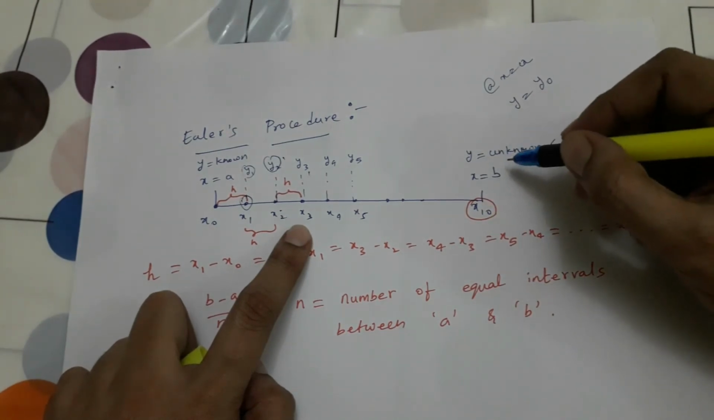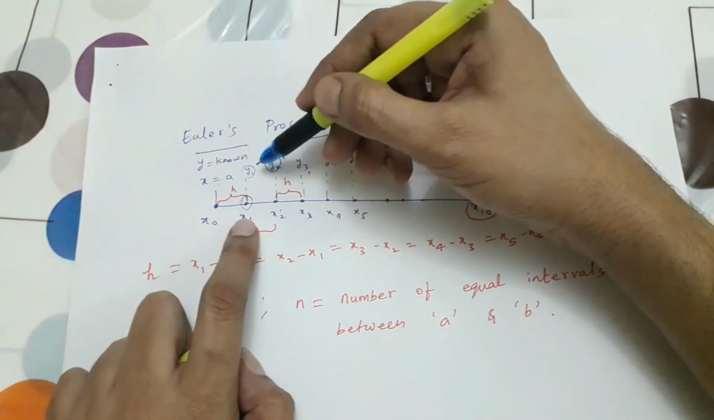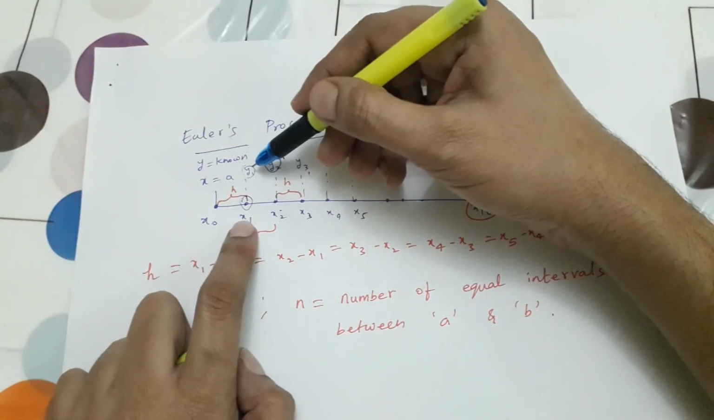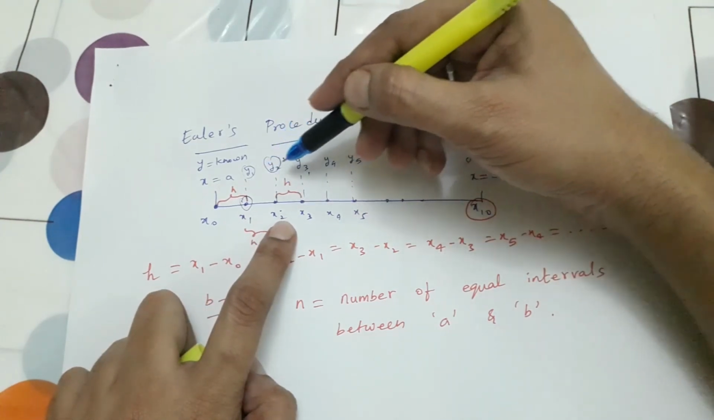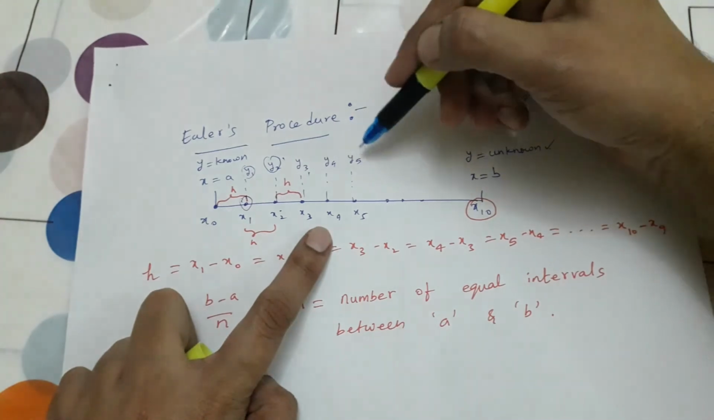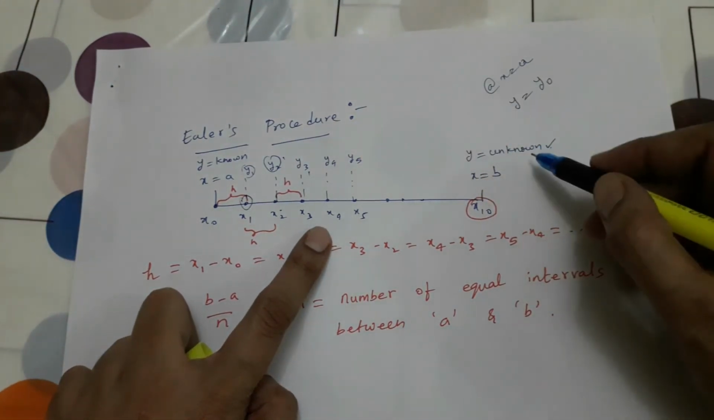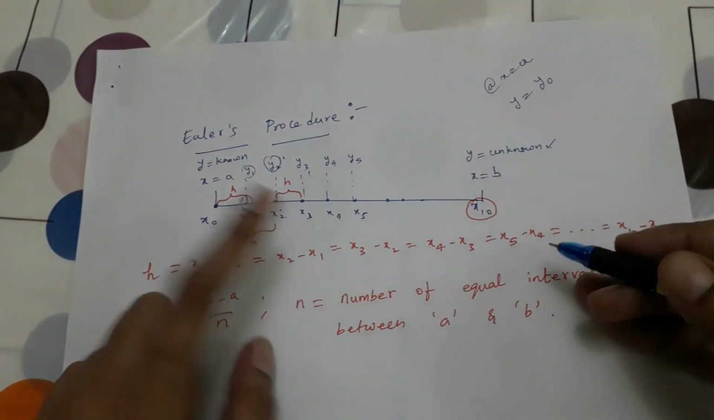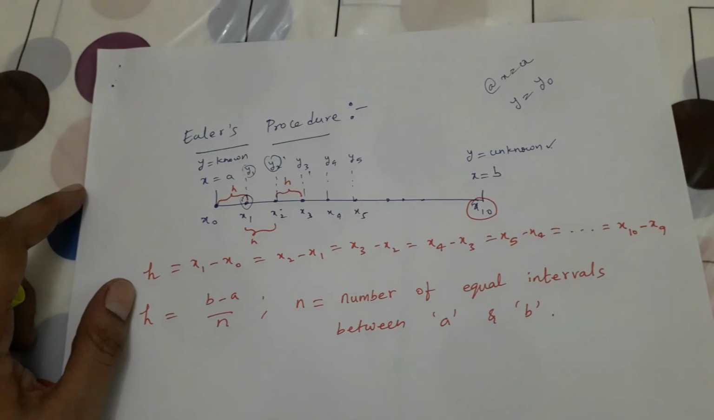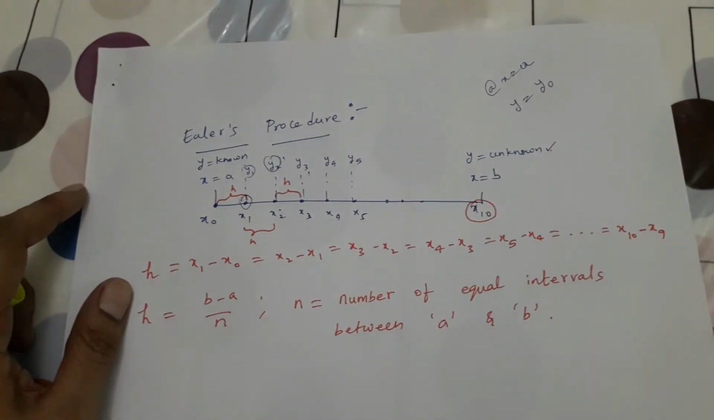Using Euler's method, it is an iterative method. First we will find the value at x1, then y2, then y3, y4, y5, and we will continue our iterations until we get the unknown value. In the next lecture we will see a problem on Euler's method to understand this procedure.